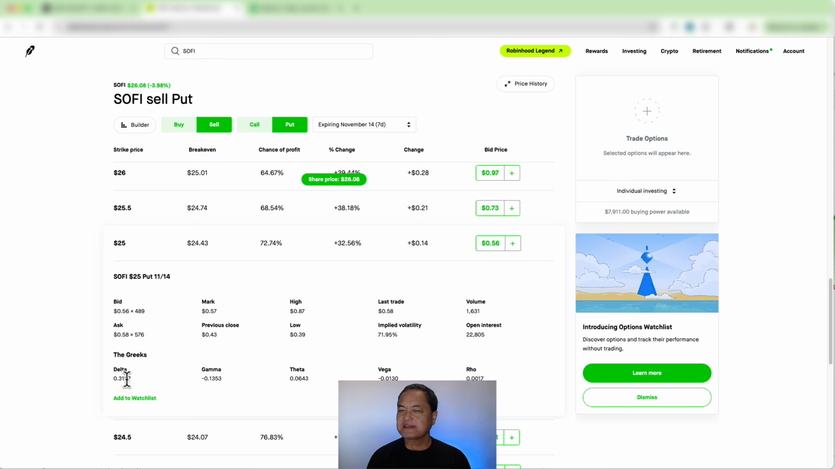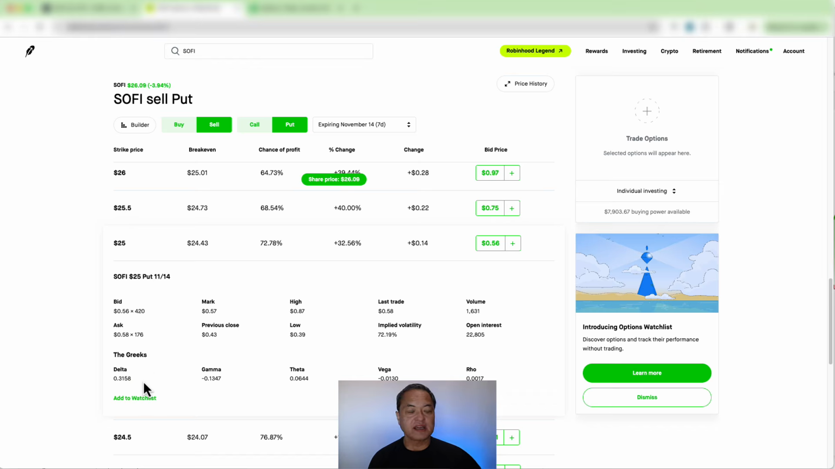So I'm not real crazy about the delta, 0.31. What that tells me is that for every $1 that the stock price moves, this option price will change about 31 cents. The trick that some options traders use is they also use that as a predictor of what the stock price will actually do on or before the expiration date.